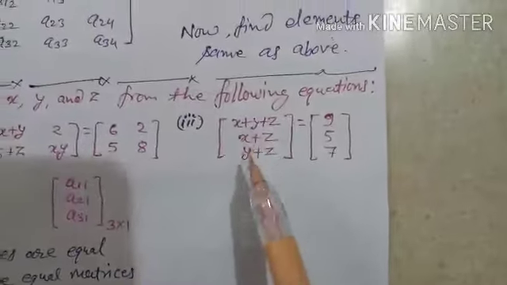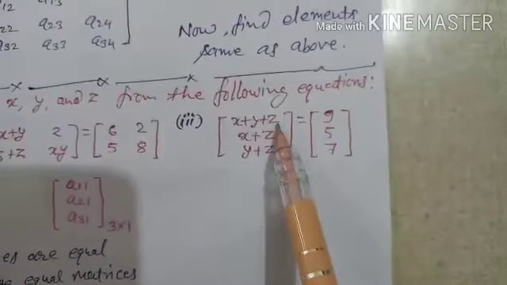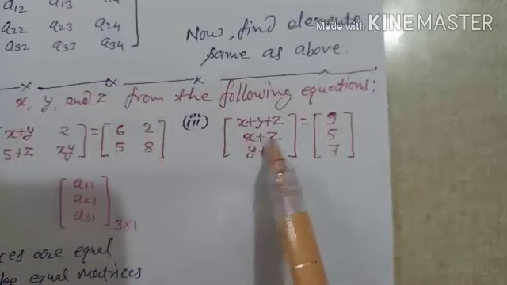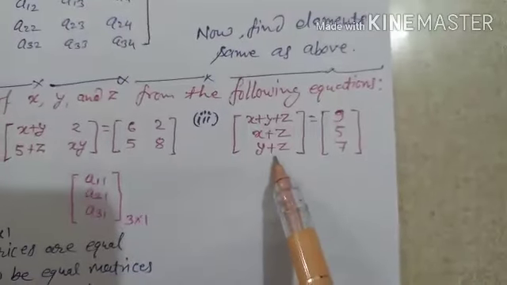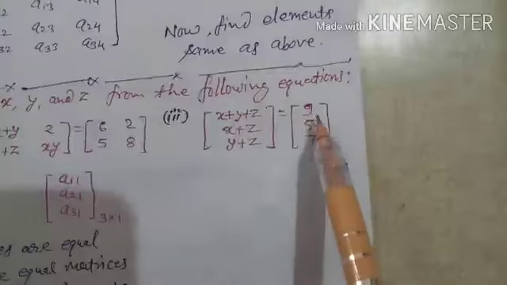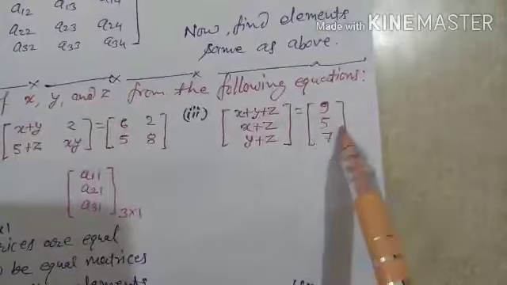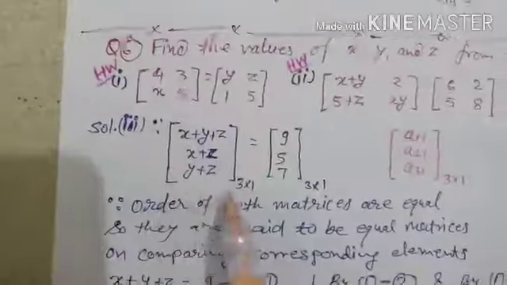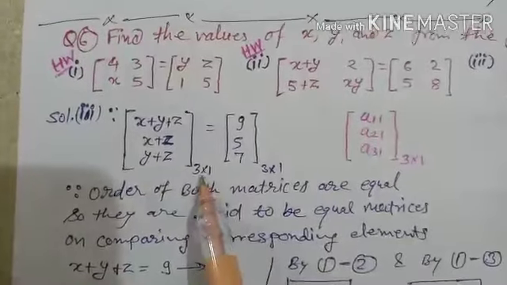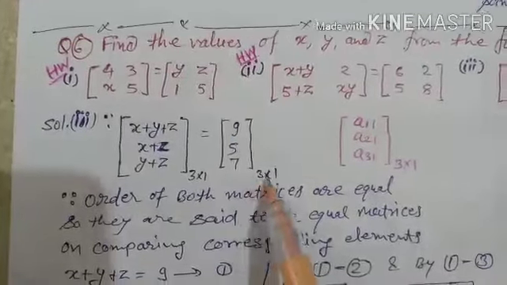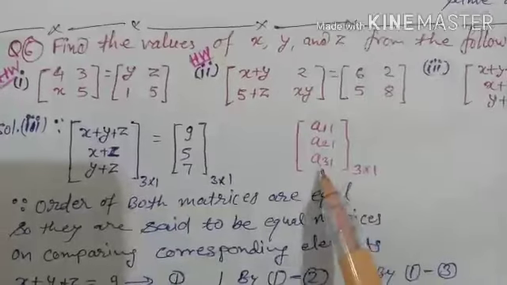Now the third part is x plus y plus z, this is the first element a11, x plus z, this is the second element which is a21, and this is a31, third row and first column, and 9, 5, 7, first row, second row, third row and column. So let us solve the third part. These two matrices have order 3 by 1, because here there are 3 rows and only 1 column. It is like a11, a21, a31.